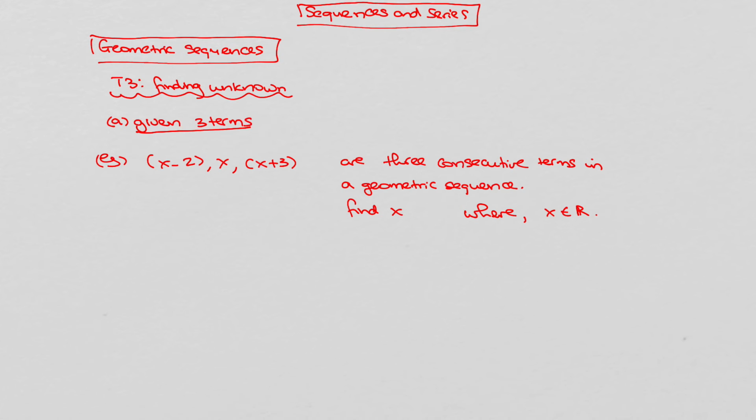Sequences in series, geometric sequences. So today we're looking at type 3, which is finding the unknown. And we're going to look at two different types. So the first one here is where we're going to be given the three terms.